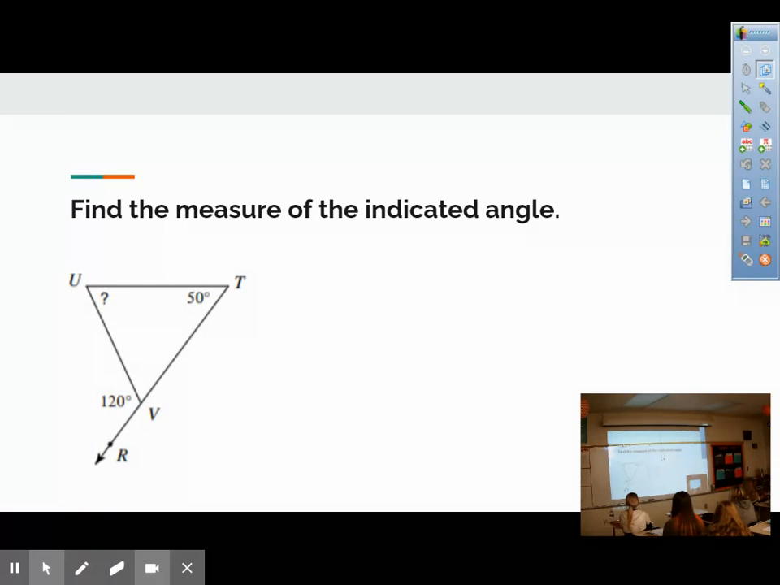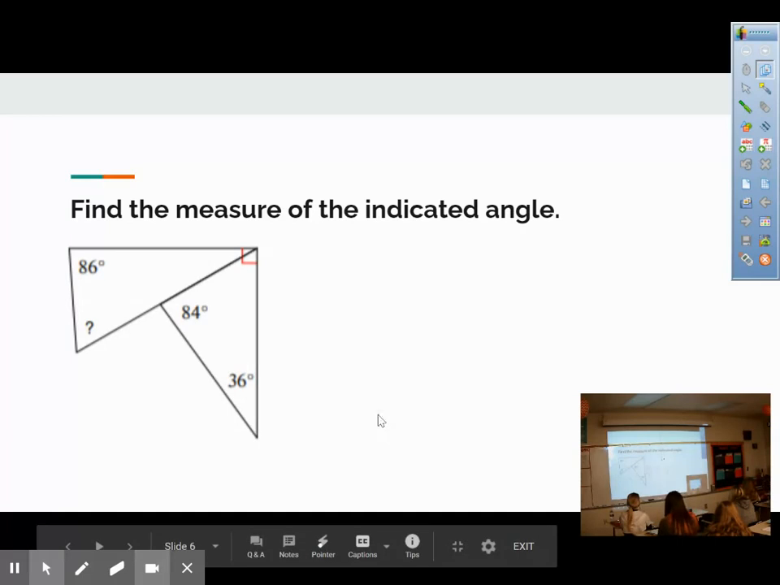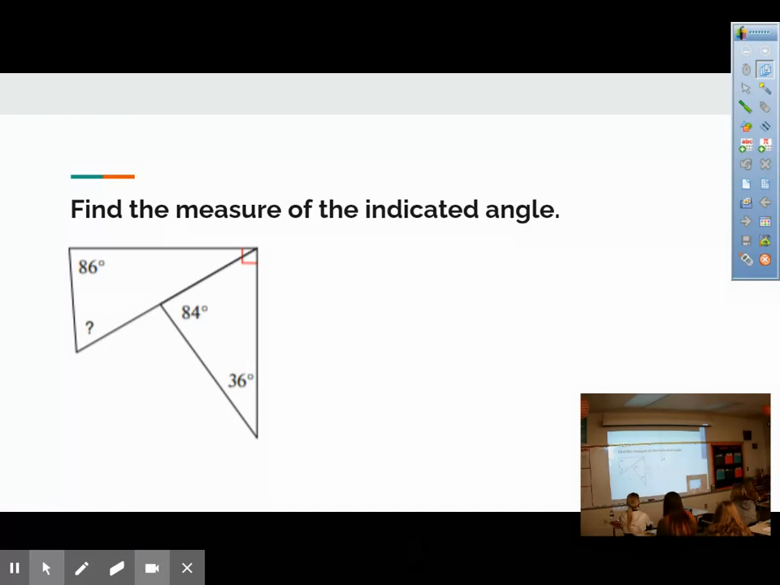All right, I think the next one's a little bit more difficult. Let's see if you can figure this one out. Find the measure of the indicated angle. And let me erase this. You're going to get called on, I already know.